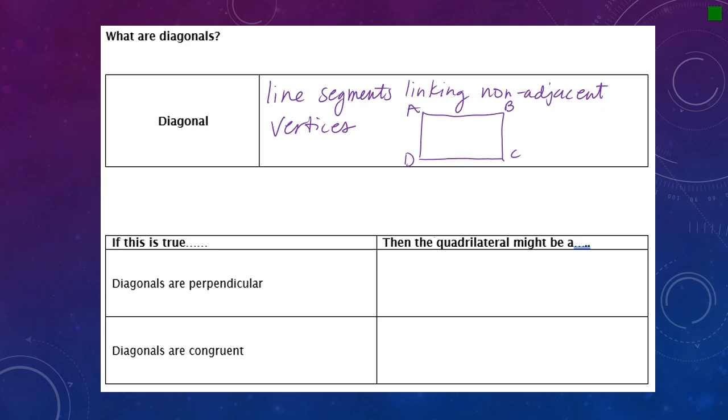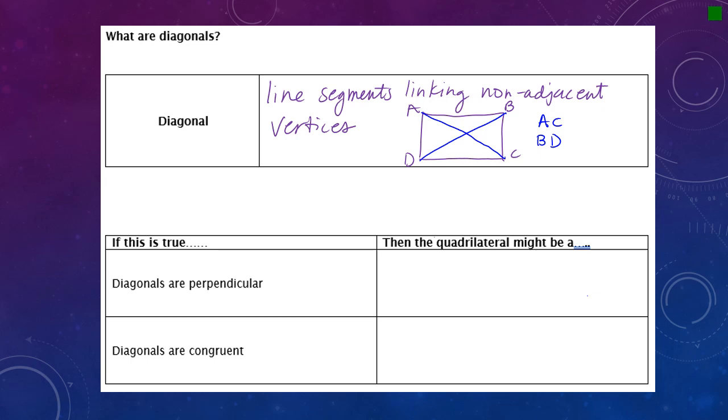So adjacent sides, like A and B, are adjacent. And if I connected those, it would be the top of the rectangle. That's not a diagonal. So I would have two diagonals here, AC and BD. So the diagonals have to be inside of the quadrilateral.